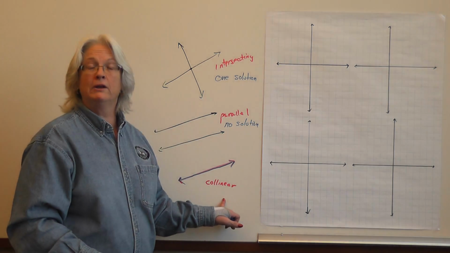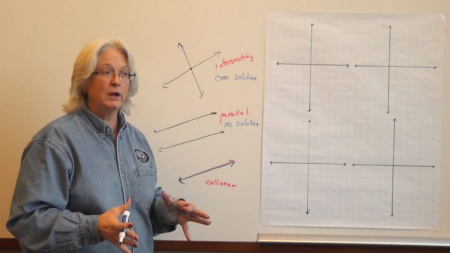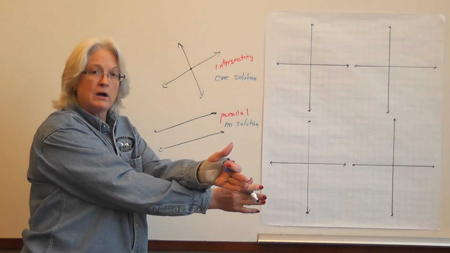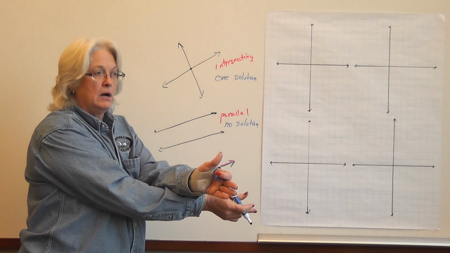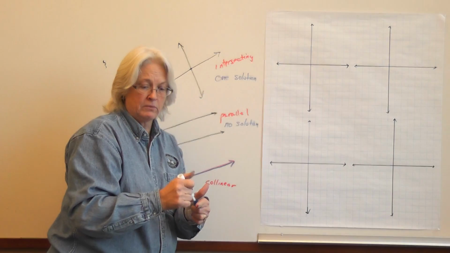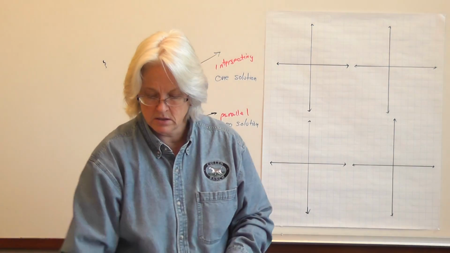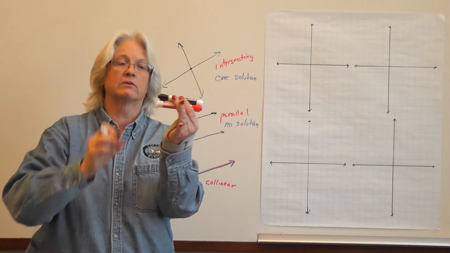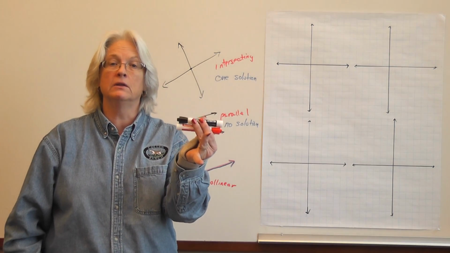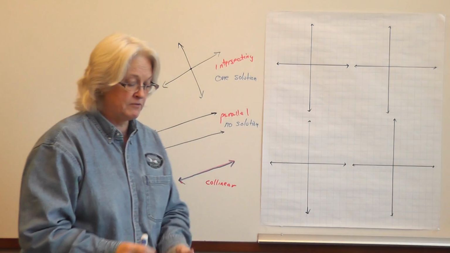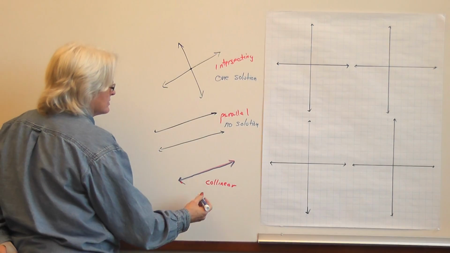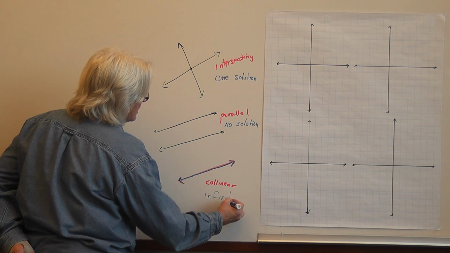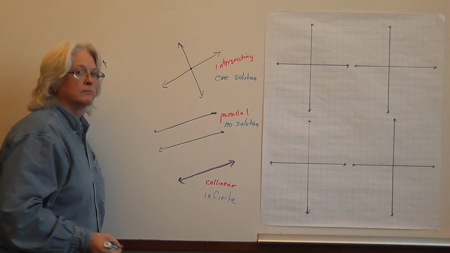And what about collinear lines? Well, collinear lines are the ones that lie right on top of each other. Here's one line, here's another line, they're sitting right on top of each other. There's an infinite number of places of intersection where those lines touch. So there are infinite solutions if the lines are collinear.